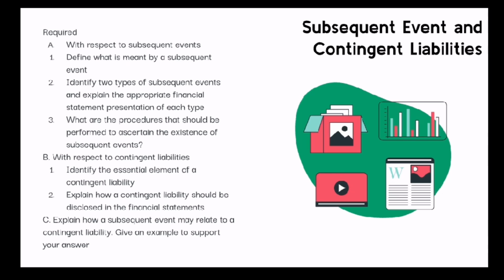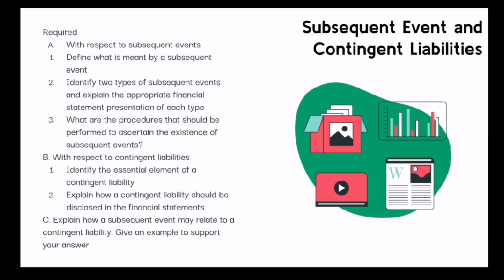Sabi dito, define what is meant by subsequent event, nagawa na natin, and identify the two types, nagawa na rin natin, and what are the procedures that should be performed by the auditor, nagawa na rin natin. So, let's move on to letter B with respect to contingent liabilities, and letter C, which wants us to explain how a subsequent event may relate to contingent liability.